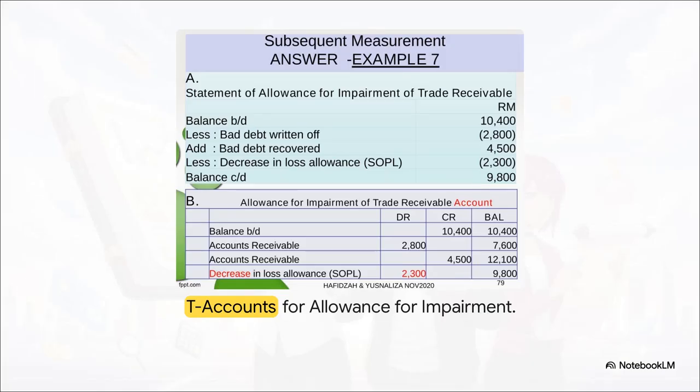And right here is how that exact same math translates beautifully into T accounts. Just look at the credit side for a second. There is our starting balance of 10,400, and right below it, our bad debt recovered of 4,500. Over on the debit side, we reduce the allowance by the 2,800 that we had to write off. To make the balancing figure of 9,800 match perfectly at the bottom, we record that 2,300 decrease in loss allowance on the debit side. Seriously, walking through the T account just like it's a story is absolutely the best way to master this for your tests.